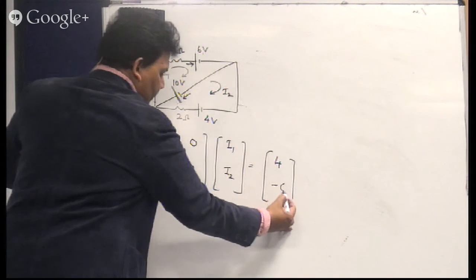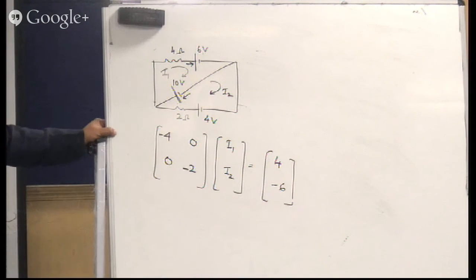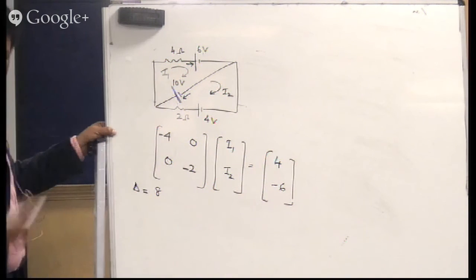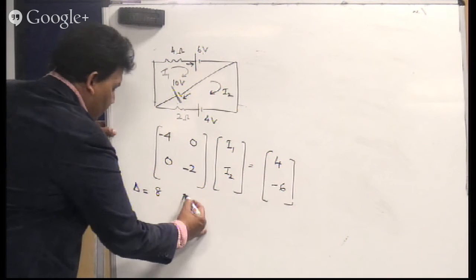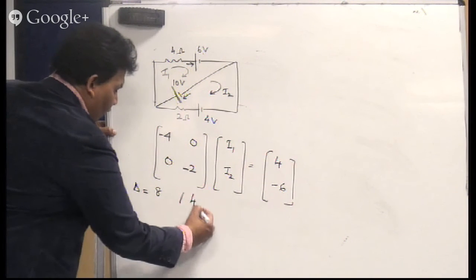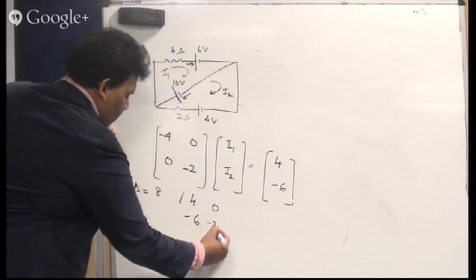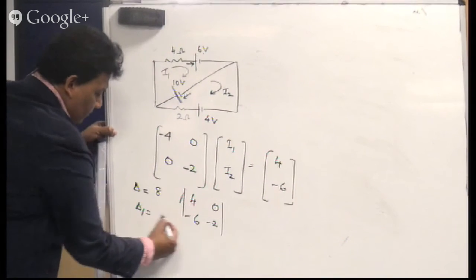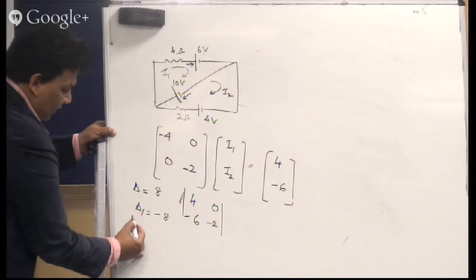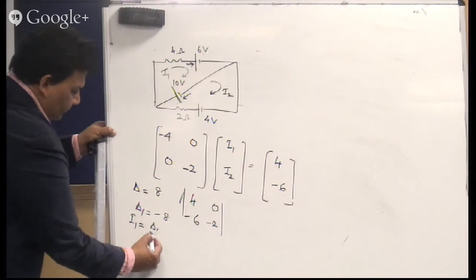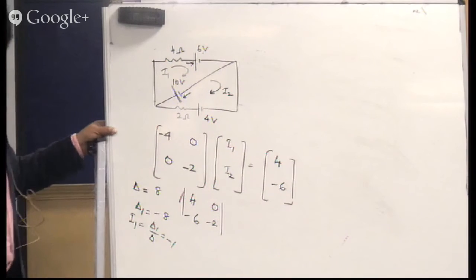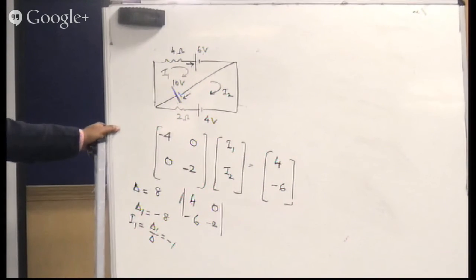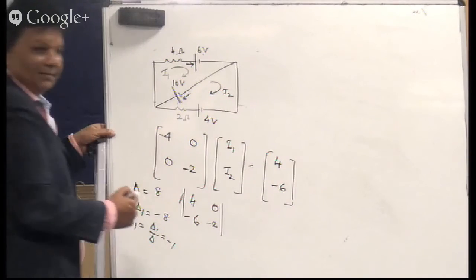क्या आएगा? डेल्टा. कितना? Δ1. क्या करूं? 4 -6 0. कितना? -8. I1 कितना हुआ? क्लियर? ठीक. अब Δ2 निकालते हैं.